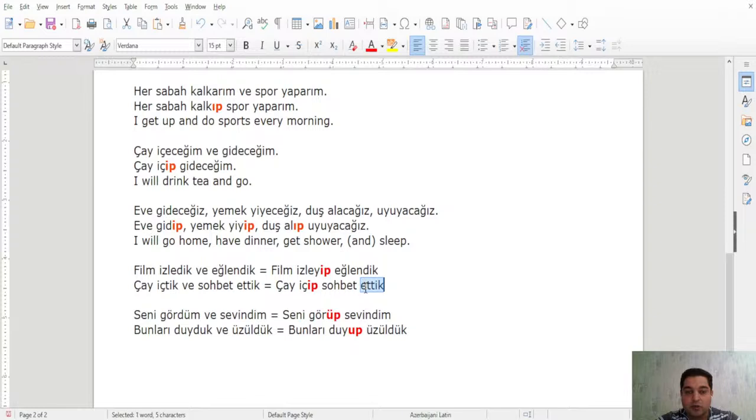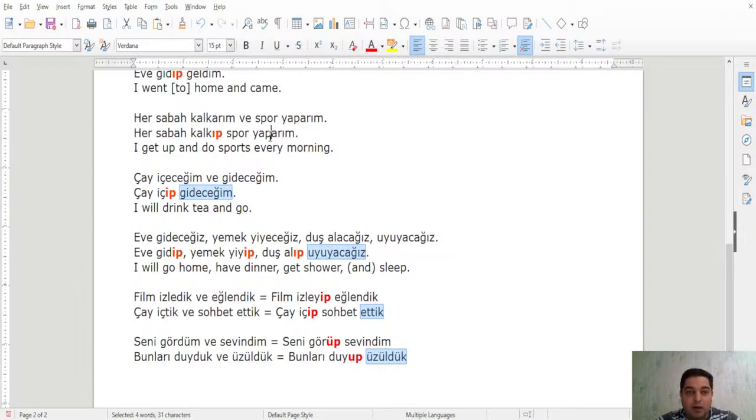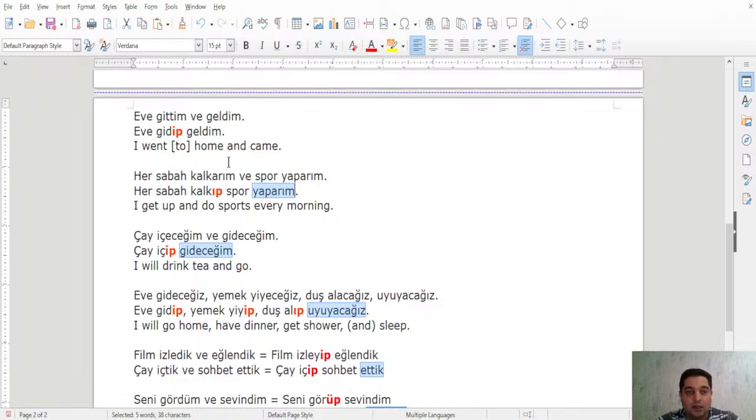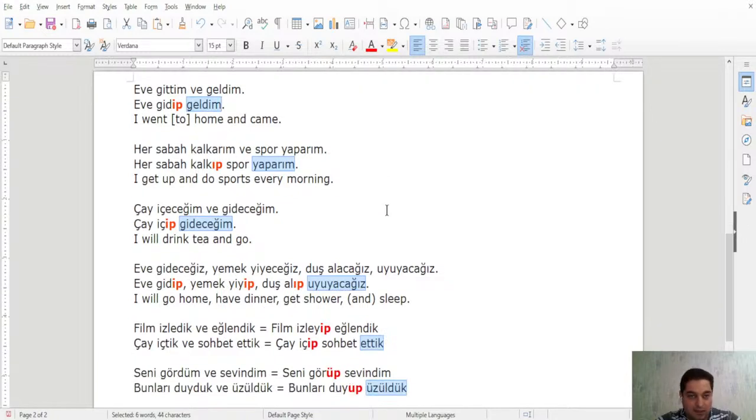And again, here you see sohbet ettik, it's past tense. Üzüldük is past tense. Uyuyacağız is the future tense, right? Gideceğim is the future tense here. Yaparım is the present tense here. And geldim is the past tense here. You see, the last verb is the one based on which we understand what tense we are talking about and which person is meant in these sentences.